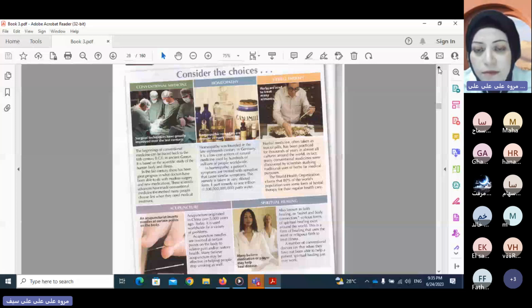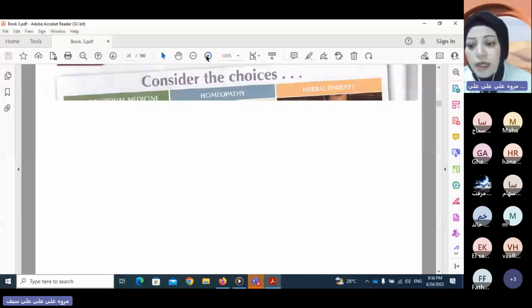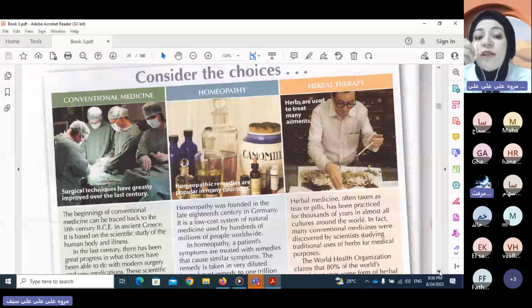What is it? It is not clear. I'll zoom in. Okay, I'll make it bigger. Now it's clear. Herbal therapy. What kind of therapy is it? Is it herbal or herbal? Herbal therapy. It has to do with herbs, الأعشاب, okay? Don't worry, we're going to study that.